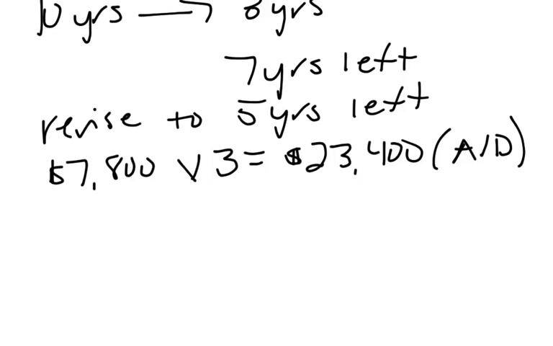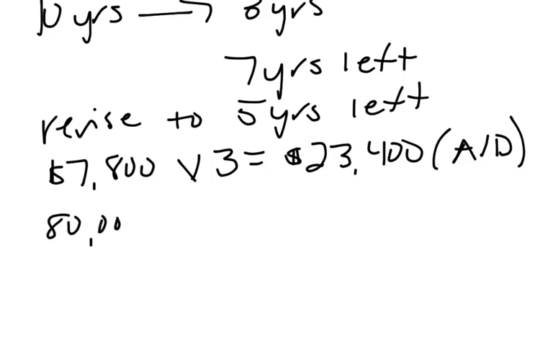I can't continue depreciating $7,800 because that was based on the original 10 years. And again, that would be with 7 years left. I'm only assuming I'm going to have 5 years left. So what we need to do is figure out a new depreciation rate per year. So to do that, again, I need to figure out what's my depreciable cost. Well, my original cost was the $80,000, but I've already depreciated $23,400 of that away.